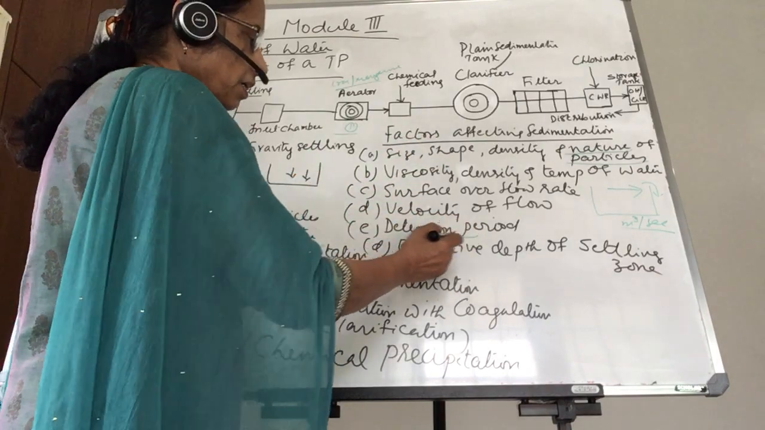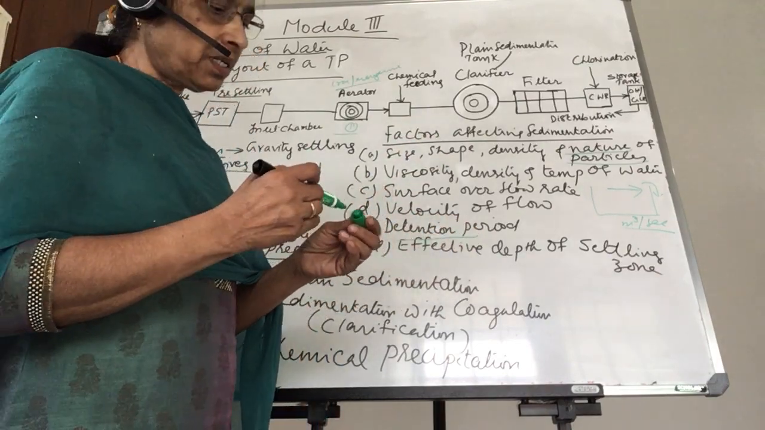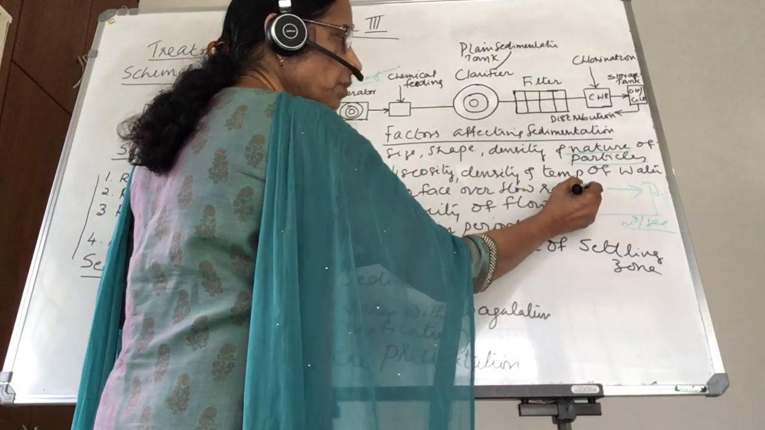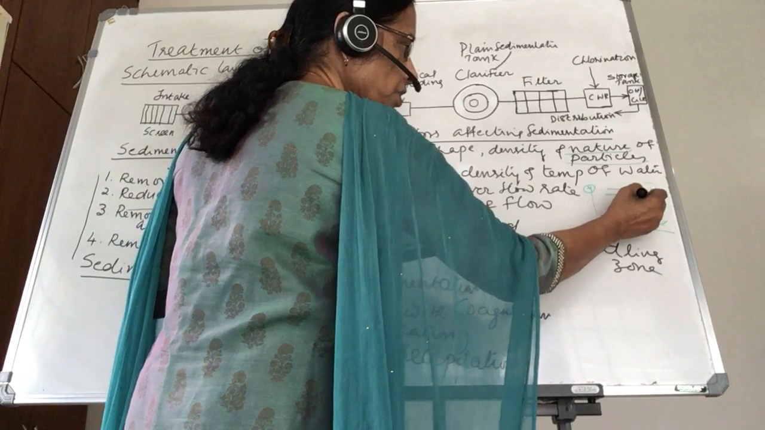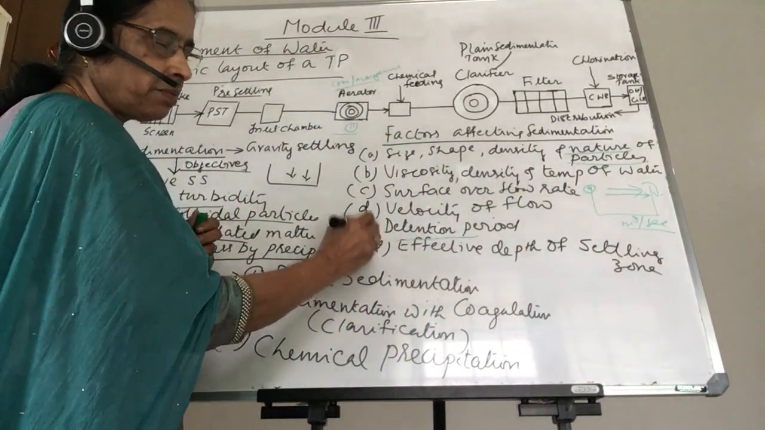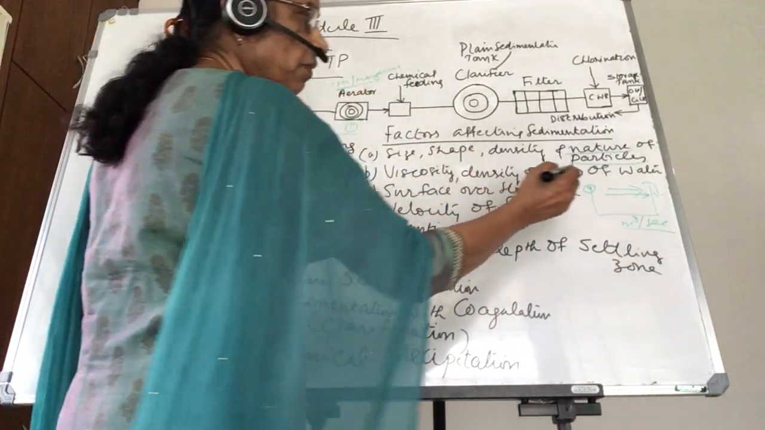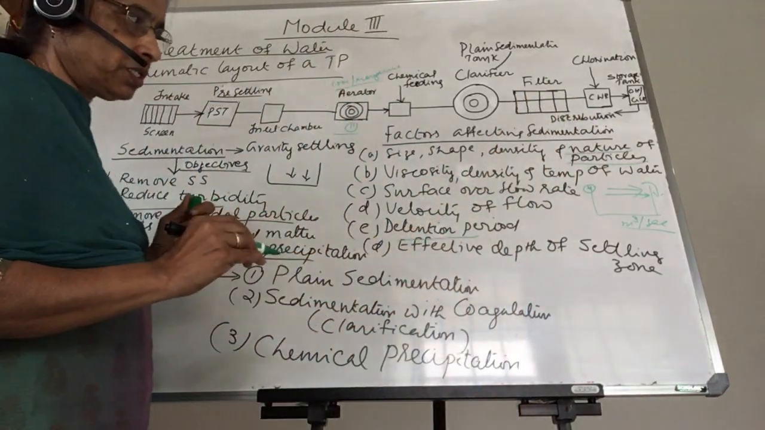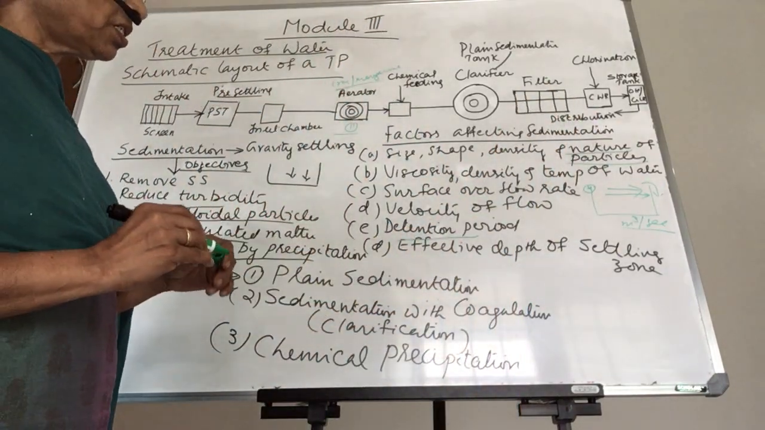Then the detention time. Detention time is the time taken by a particle to move from the entry to exit. That means the time taken by a particle to travel between the entry and the exit of the particular unit. That is the detention period or detention time.